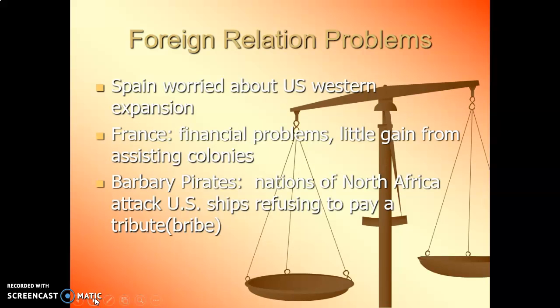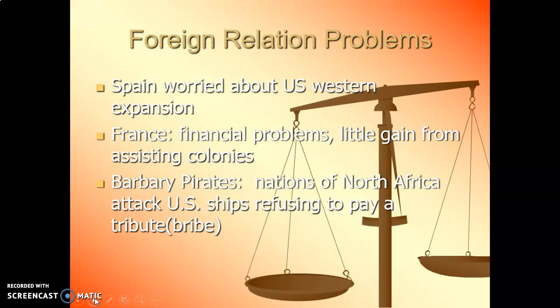Spain worried about U.S. western expansion. This is another foreign relation problem. They worried that we were going to continue to move west and encroach on Spanish lands, and they had good reason to worry about that. As far as France is concerned, their financial problems, we had little to help them with, but if you look, they didn't really gain much from helping us out either. Remember, they were a crucial ally we had during the American Revolution, and they didn't really gain much for it.